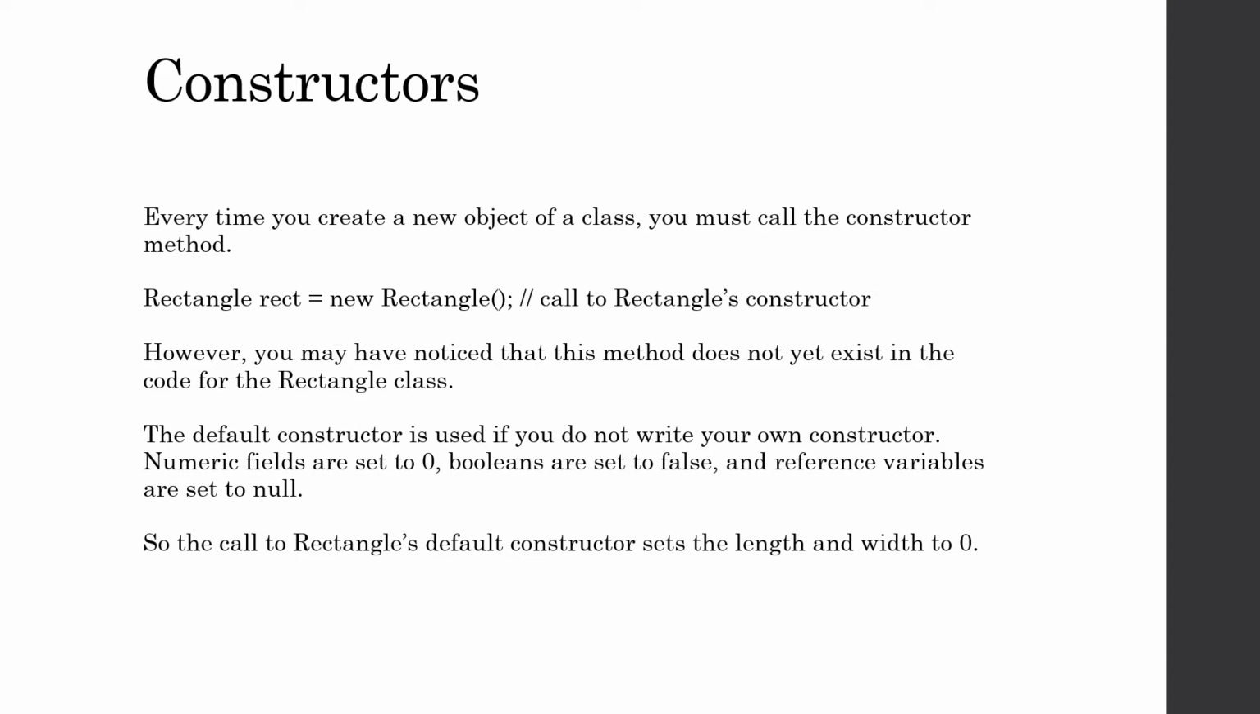Additionally, any Boolean fields that we use, those would be set to false, and then any other fields that are reference variables, so essentially any fields that deal with objects of other classes, those are going to be set to null. A good example of that would be if perhaps one of our fields was a String. Keep in mind that Strings are classes, so whenever you create a String, that's an object of that class. If you had something like that for one of your fields, that would be set to null initially. So in this particular case, when we're calling the Rectangle's default constructor, that's going to make sure that the length and width are set to 0 if we didn't already do that.